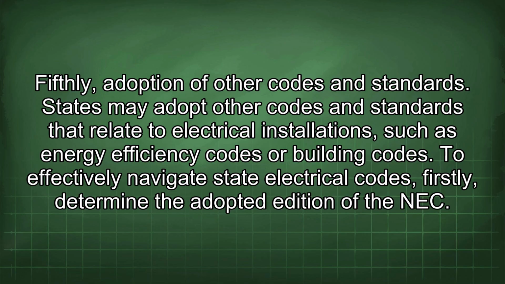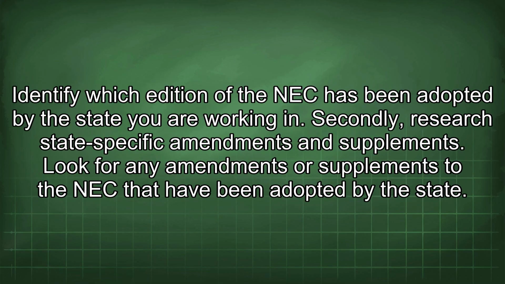Fifthly, adoption of other codes and standards. States may adopt other codes and standards that relate to electrical installations, such as energy efficiency codes or building codes. To effectively navigate state electrical codes, firstly, determine the adopted edition of the NEC. Identify which edition of the NEC has been adopted by the state you are working in. Secondly, research state-specific amendments and supplements. Look for any amendments or supplements to the NEC that have been adopted by the state.